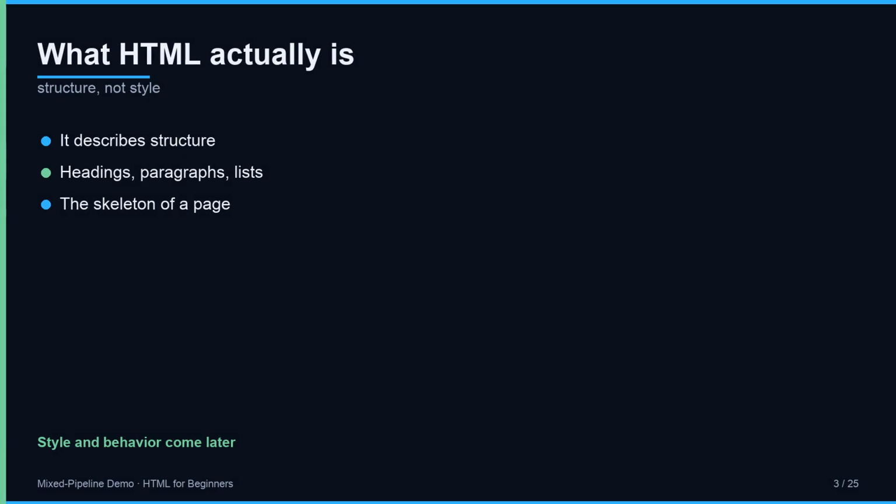So what is HTML? It is not the colors or the motion you see. HTML describes structure. It tells the browser what is a heading, what is a paragraph, what is a list. Think of it as the skeleton of a page. Style and behavior are added on top, later.